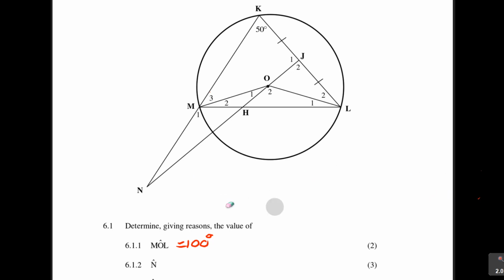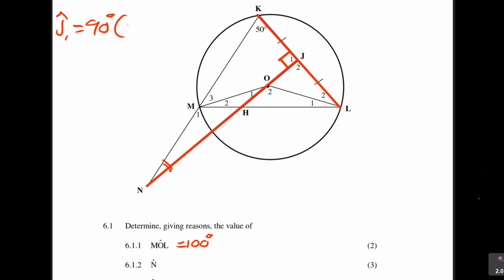Next one, what are they saying? They are saying find angle N. That is that one. They want us to find that angle N. Now, if you are to find that angle N, look at what I said previously, that this line and this line, we agreed that they are perpendicular. So what you can state, you can say J1 is equal to 90 degrees.